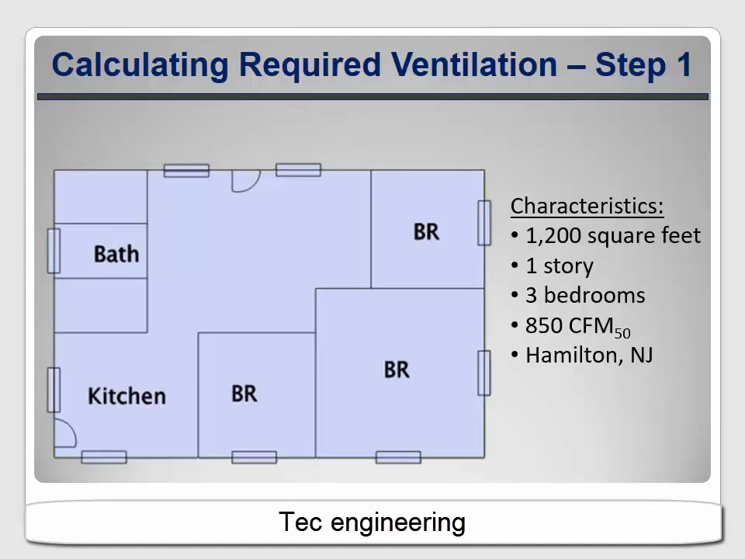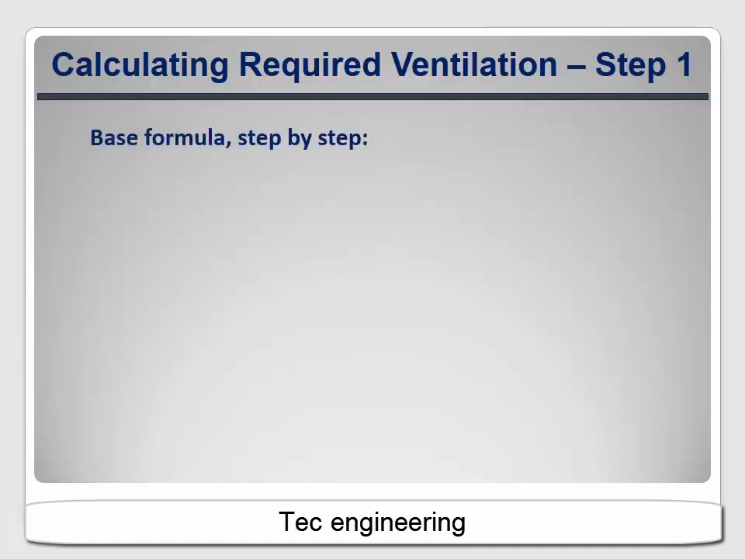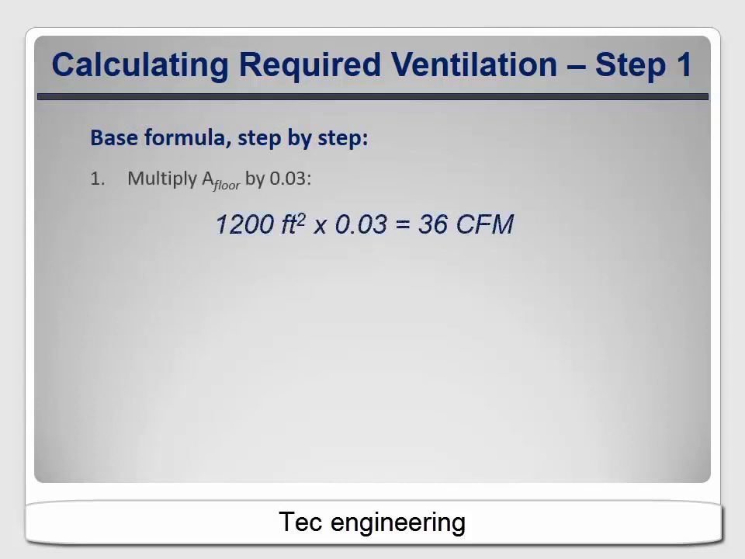It's in the New Jersey Energy Star Homes program, so a rater has been visiting the site to make sure all of the air sealing details are correct. So the blower door reading is just 850 CFM at 50 pascals. Our first step is to plug the information into the formula for the total desired ventilation rate. The first part of the equation deals with the floor area. So we multiply 1,200 square feet by 0.03. That gives us 36 CFM to ensure good air exchange based on the house size.